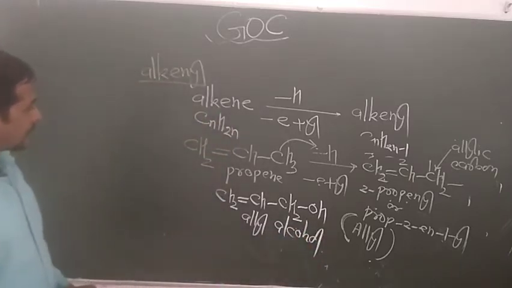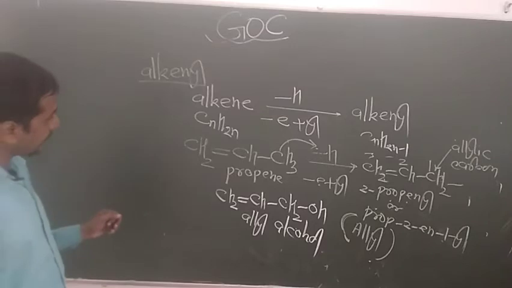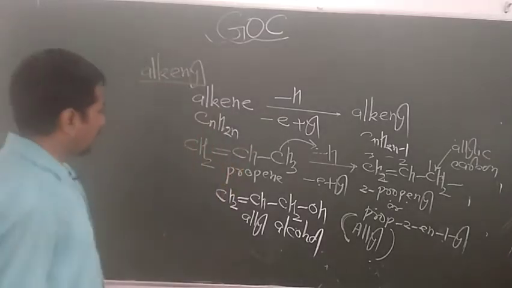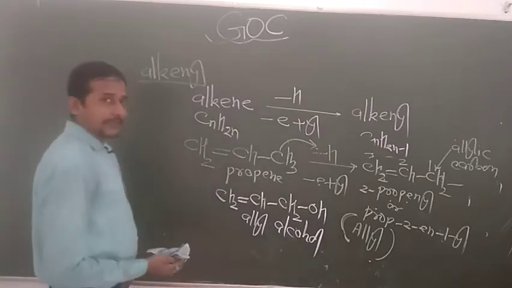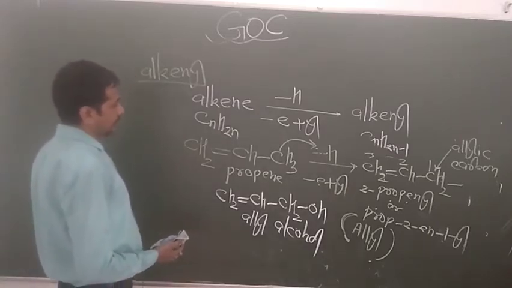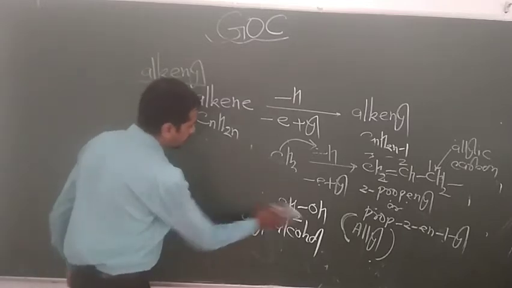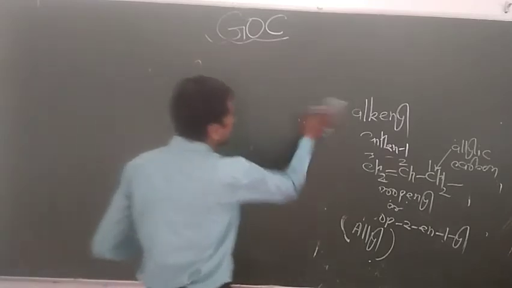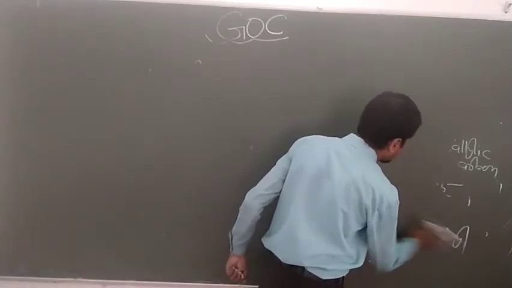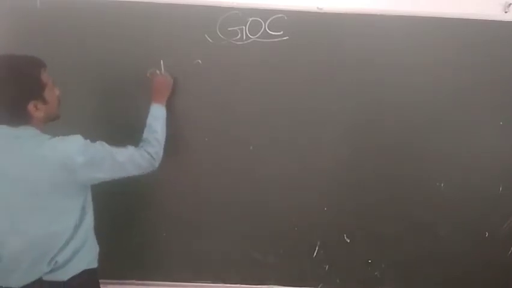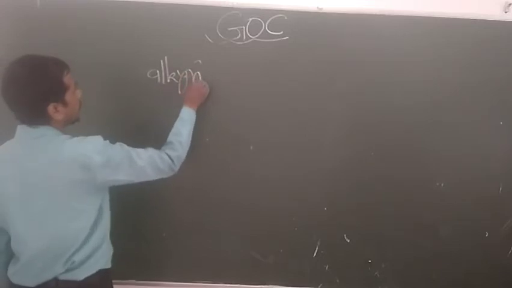So these are some basic concepts which you have to know about the group and how the group is formed by the given alkane or alkene. Now come to the next group, that is generated from alkyne, having a triple bond. This is known as alkynyl.